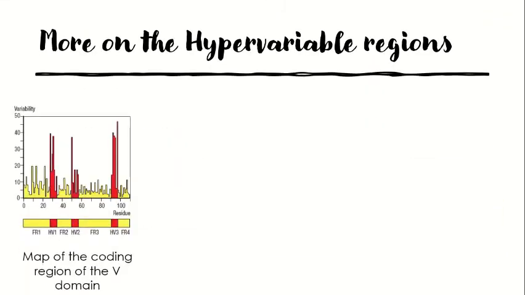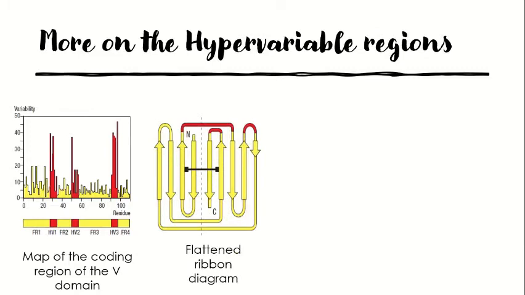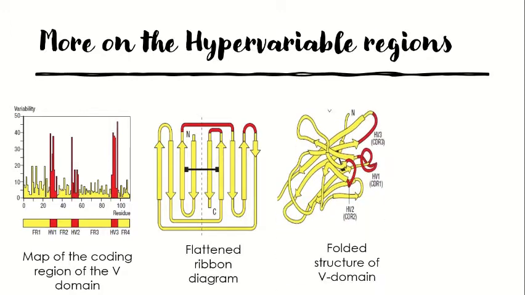So the hypervariable region of the light chain is taken as a reference example, and the coding region is indicated in red in front of you. If this same sequence is used to construct a flattened ribbon diagram from the basic sequence, the hypervariable regions can be seen to occur in loops like the ones indicated in red, and they join the particular beta strands together. And if the same structure is allowed to fold as illustrated in front of you now, the red loops can be seen to be brought together to form the antigen binding regions.